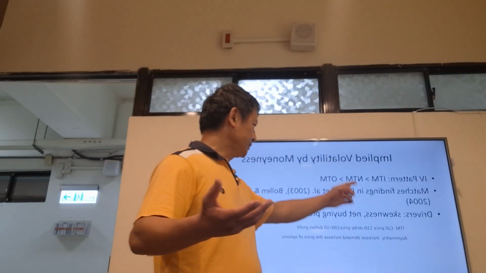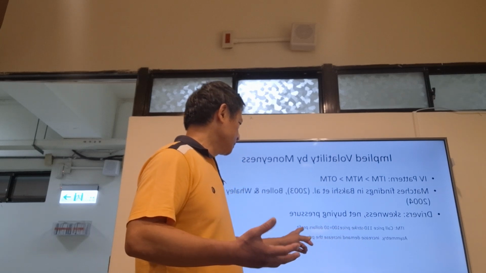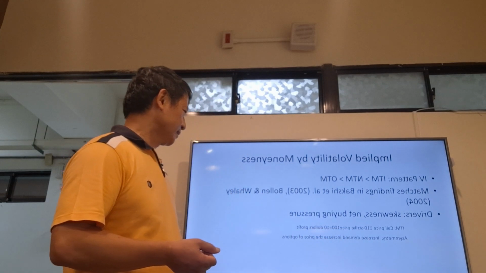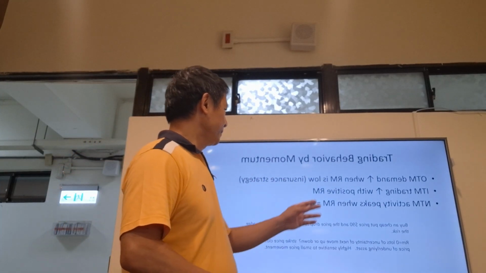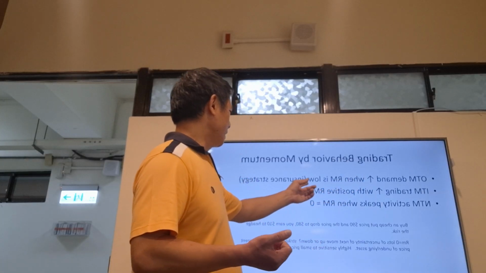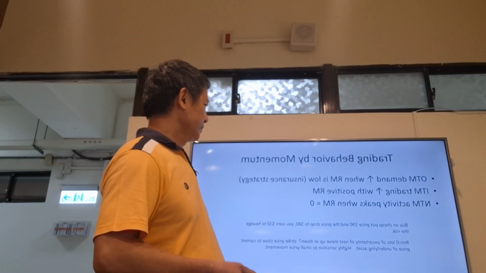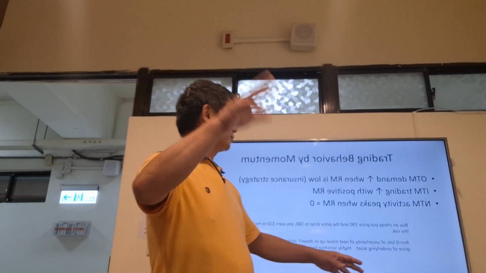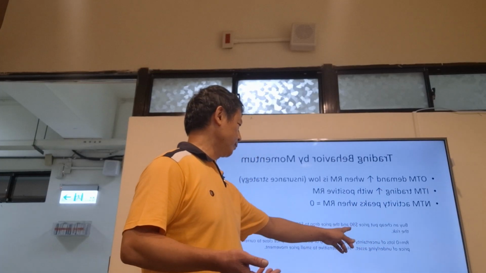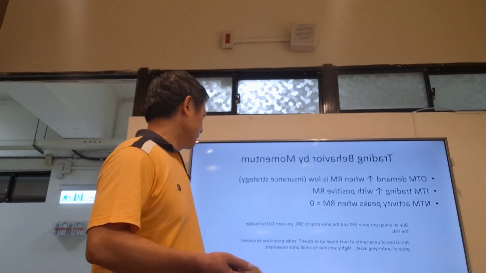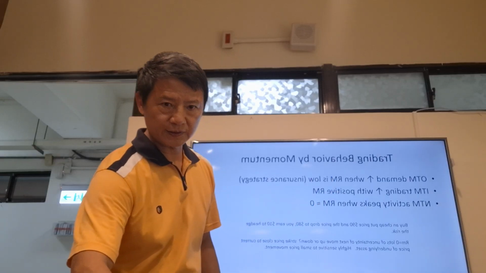So remember that ITM means that if the call price is 110 and the strike price is 100, then you have a $10 profit. This is ITM. And there is also trading behavior driven by momentum. OTM demand is up when RM is low, while ITM trading is high with positive RM. So how do you use OTM to hedge? For example, you buy a cheap put at price 90, and the price drops to 80, and you earn $10. You can hedge your risk. If the price goes down, that's how you hedge the risk.